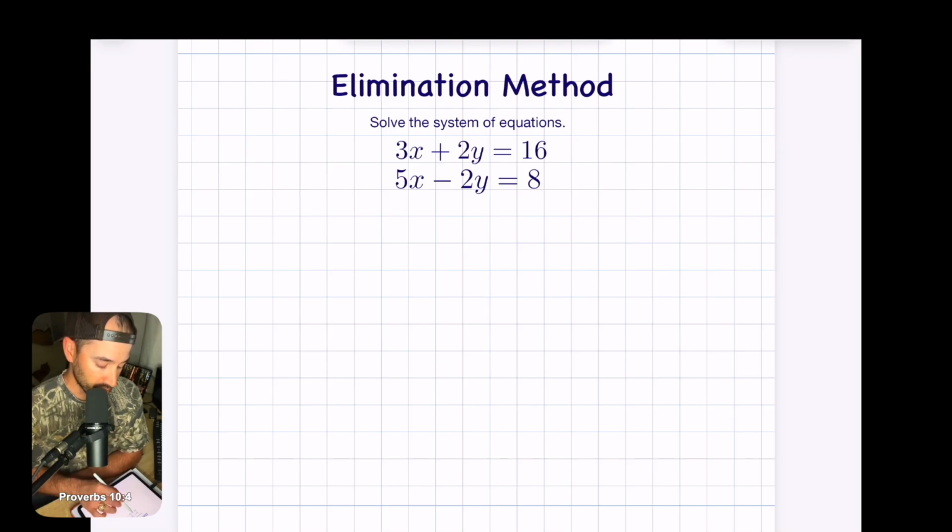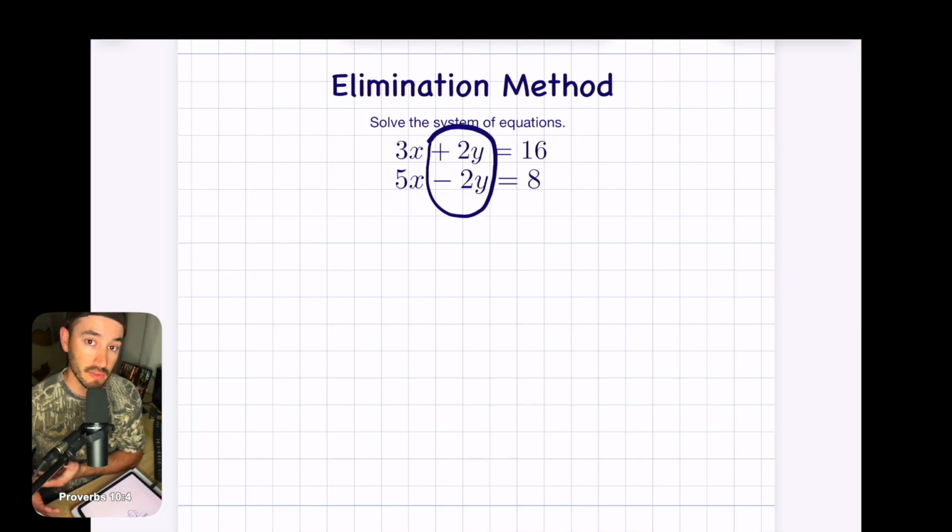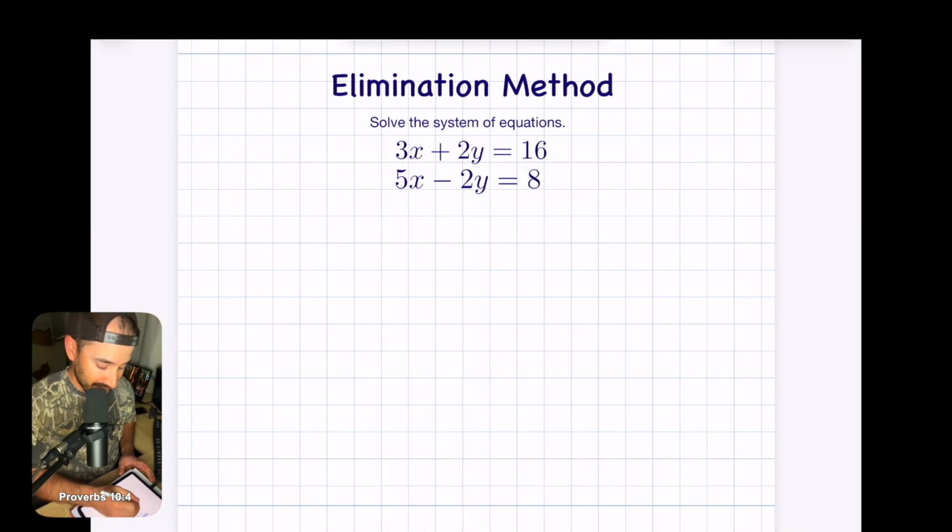We have 3x plus 2y is equal to 16, and we have 5x minus 2y is equal to 8. So first of all, why would we use the elimination method and not another method? Well, if we look at these two equations, notice that we have these y terms, positive 2y and negative 2y, that will cancel. That's very important, because part of the elimination method is getting our variables to cancel so that we can solve for another.